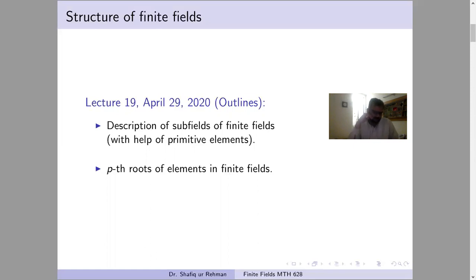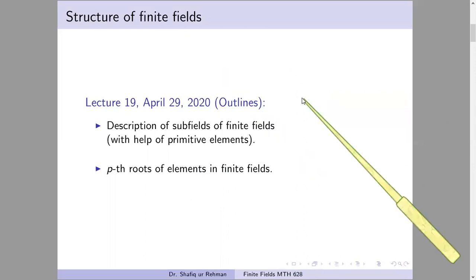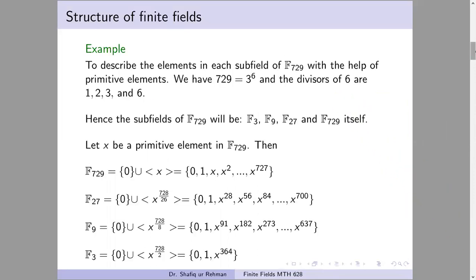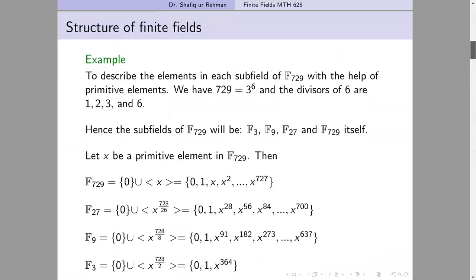After this, we will talk about the square roots of elements in finite fields, and not only square roots but also cube roots, fifth roots, and pth roots of elements in finite fields for all primes p. So these are the main goals of this lecture. Now let us move to our tasks. First of all, we start with this example.